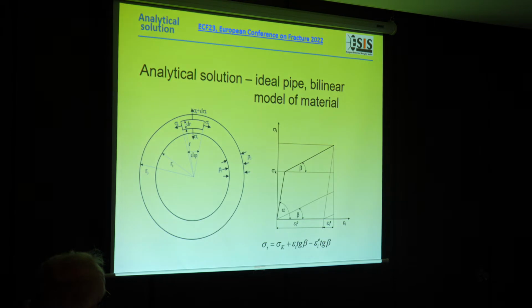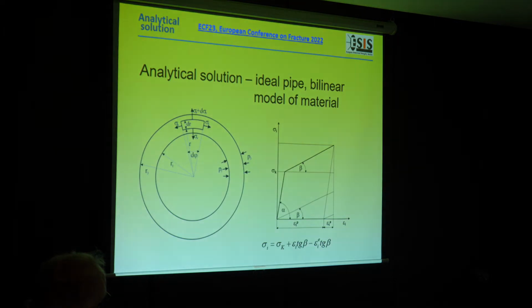First possibility, the calculation of burst pressure. This is not so easy a question, not so easy a calculation. For example, this is one derivation of an analytical solution for burst pressure at our university. It is based on the ideal geometry and the bilinear material model, which is based on the true stress-strain diagram, and is expressed as a dependency of intensity of stress on intensity of strain. The constant volume is considered for this derivation.